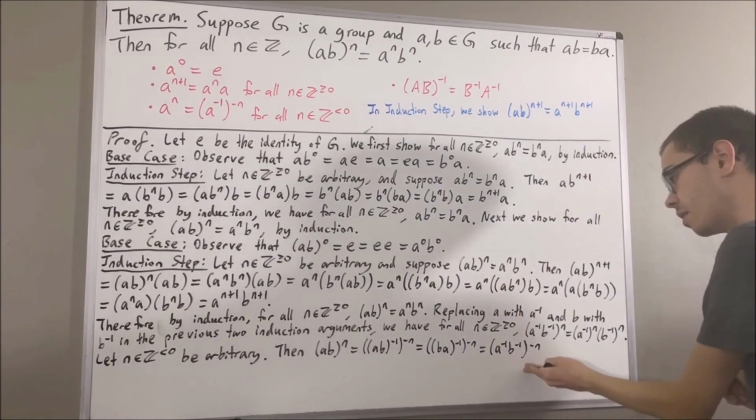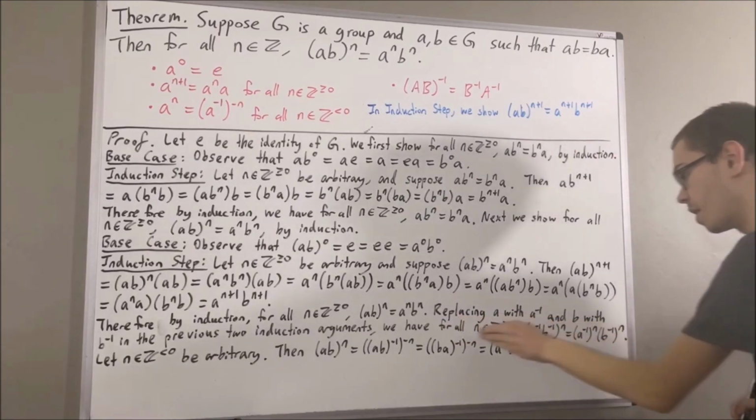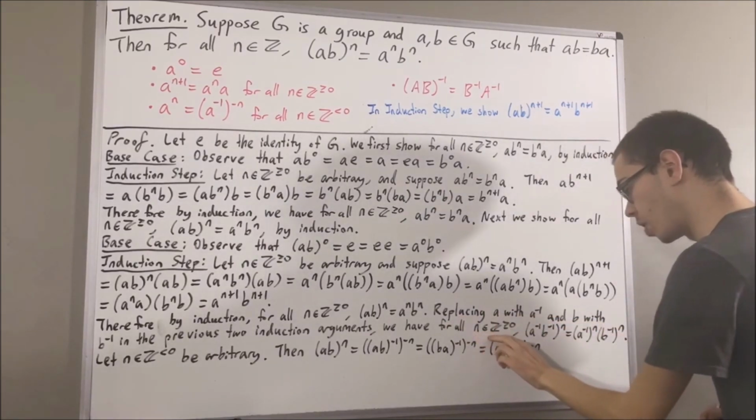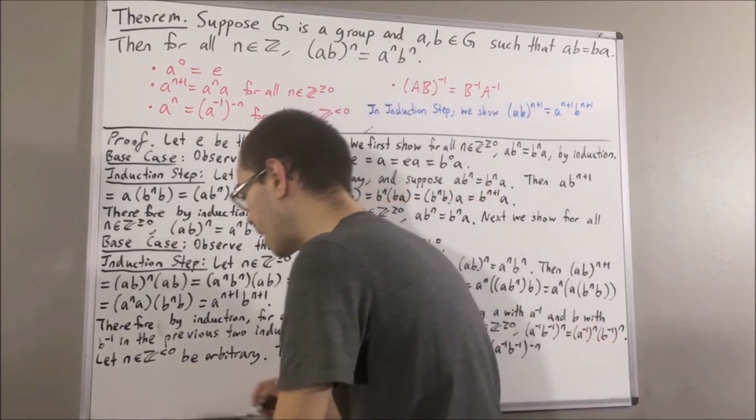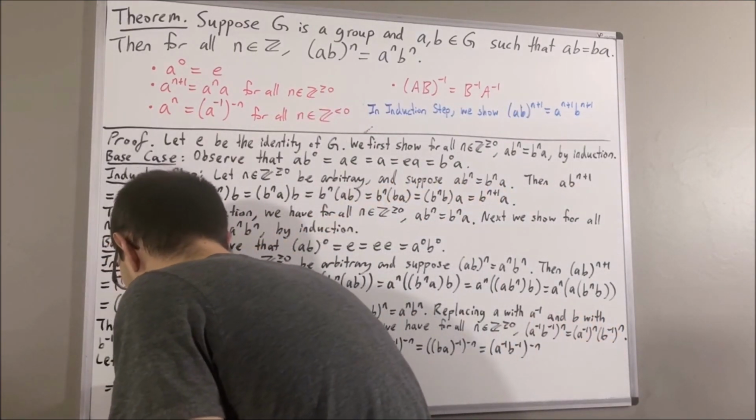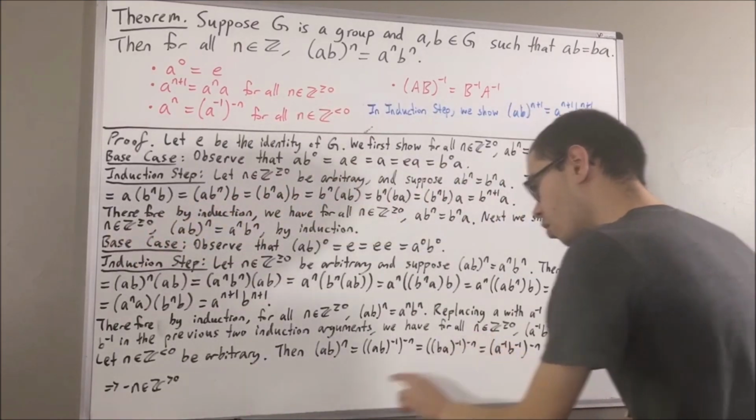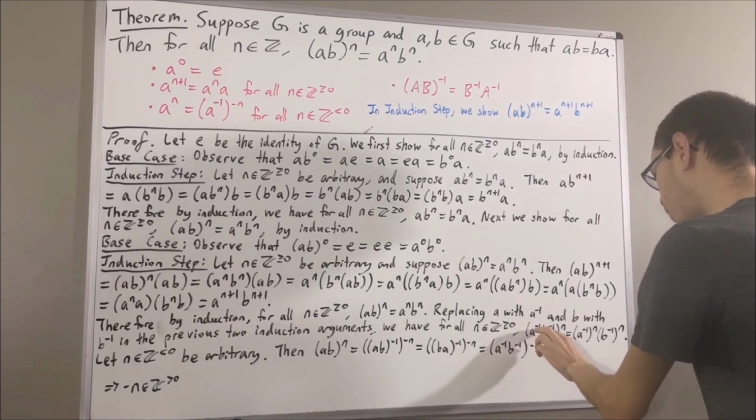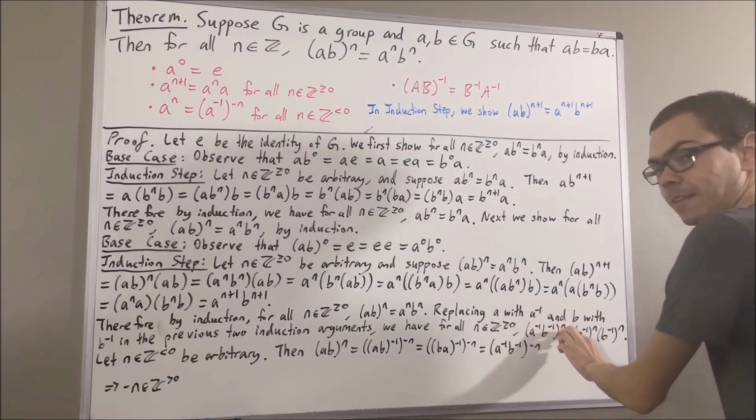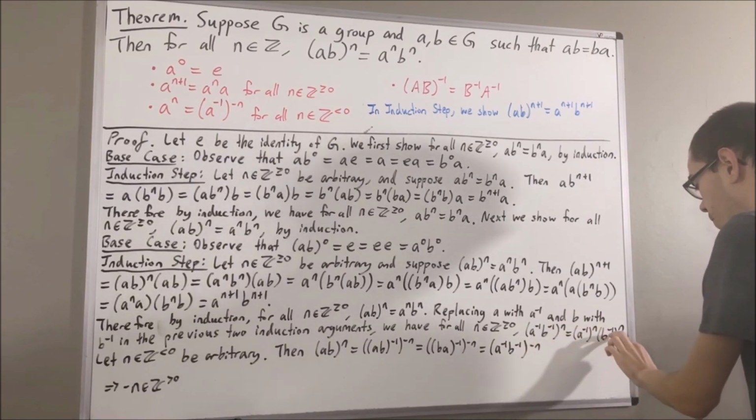So we get this. But now we're in a position to apply this statement, right? This statement works for every integer greater than or equal to 0. Now since n is a negative integer, that implies negative n is a positive integer. So if we substitute n with negative n, we have that the inverse of a times the inverse of b to the power of negative n is equal to the inverse of a to the power of negative n times the inverse of b to the power of negative n.